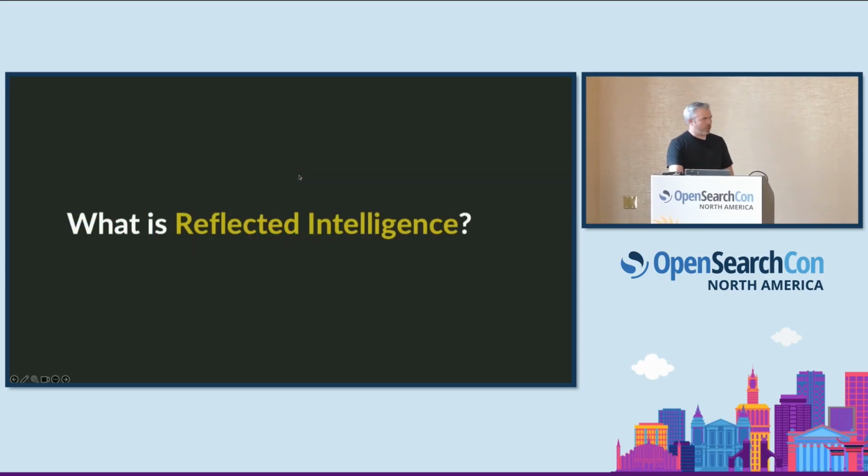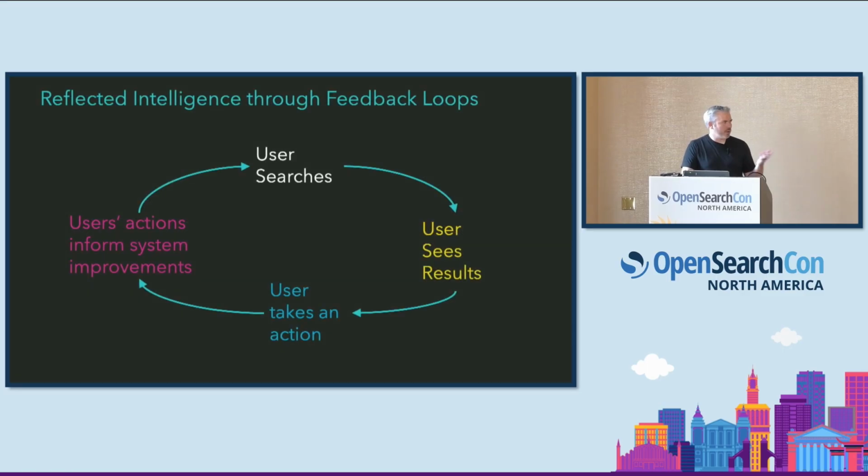Throughout the AI-powered search book, probably about a third of the book focuses on these user signals, behavioral-based approaches, something we call reflected intelligence. And it's very basic. It's similar to reinforcement learning, where every time a user runs a search, they see some results.